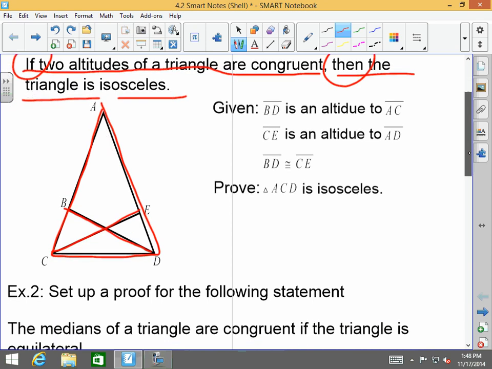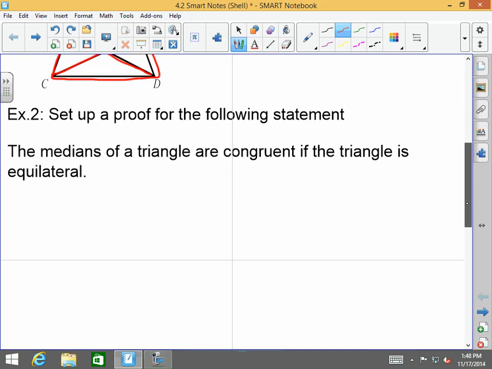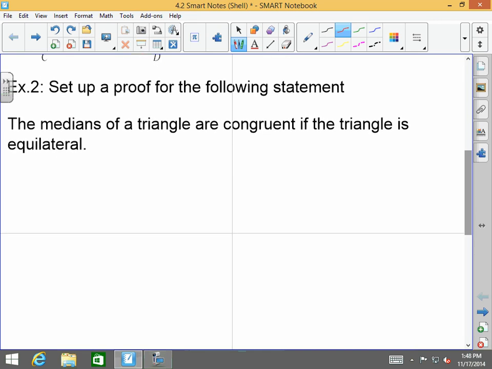You guys are awesome. Okay, number 2. Just set up the proof for this one as well. The medians of a triangle are congruent if the triangle is equilateral. So this time, remember what I said. The if is the given. Okay? So in this case, the if is the triangle is equilateral.